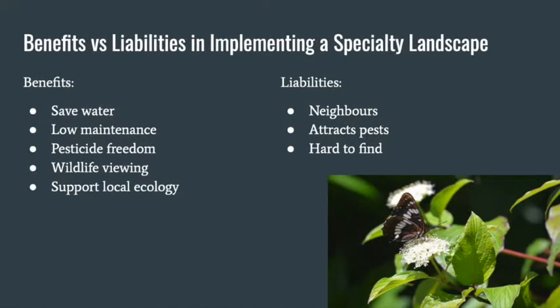Benefits versus liabilities in implementing a specialty landscape. For benefits, saving water: once established, native plants require little to no irrigation beyond normal rainfall. Low maintenance: low maintenance landscaping techniques go well with native species that have already adapted to their surroundings. One should expect to use less water, little to no fertilizer, next to no pesticides, less pruning, and less of their time in the garden.